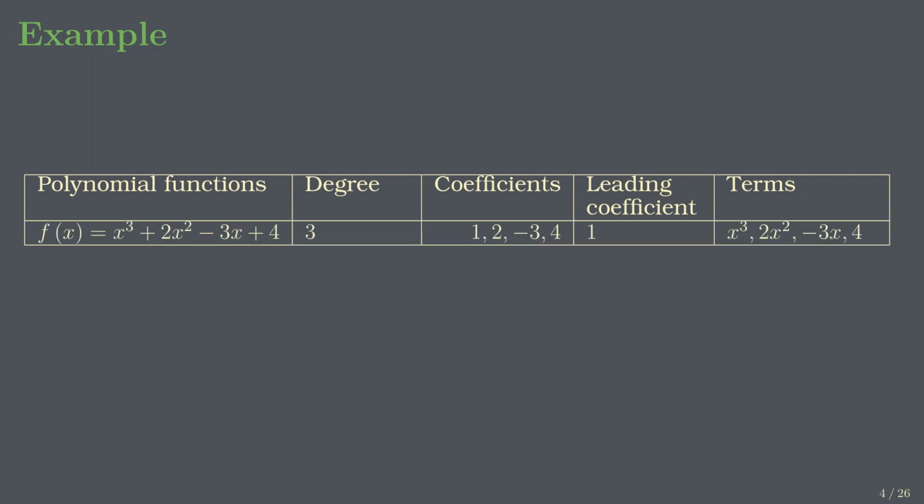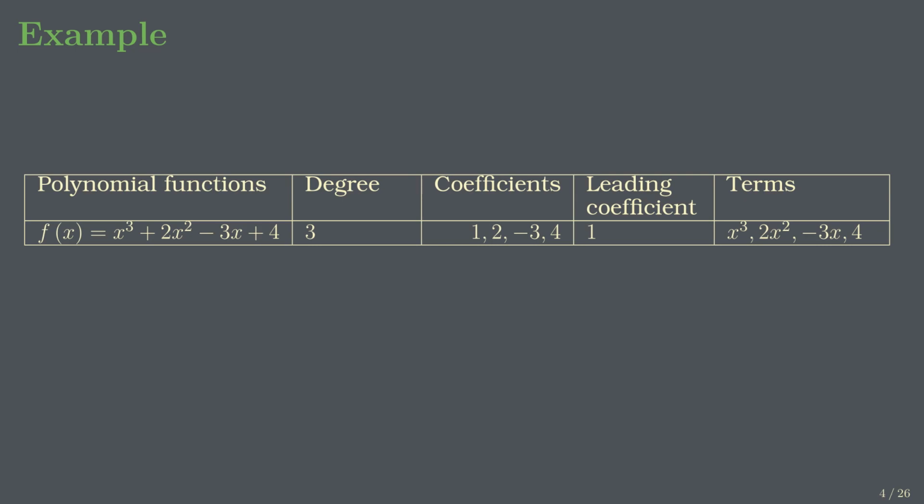Let's start with f(x) equals x to the power 3 plus 2x squared minus 3x plus 4. Then we know that the leftmost term with non-zero coefficient is x to the power 3. Then the number n is 3, meaning that the degree of the function is 3. We have 4 coefficients: 1, 2, minus 3, and 4. The leftmost coefficient is 1, which is the leading coefficient. We also have 4 terms: x to the power 3, 2 times x squared, minus 3 times x, and 4.